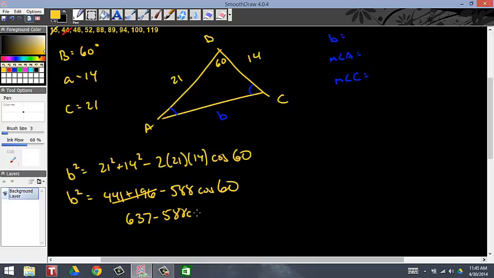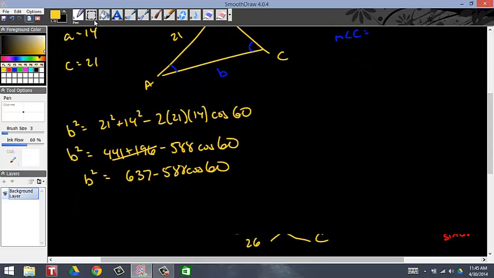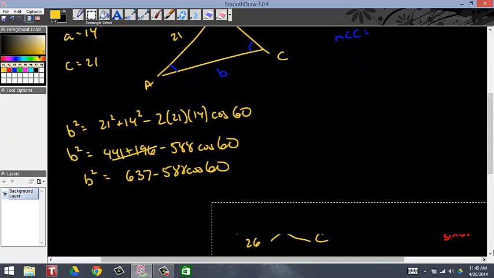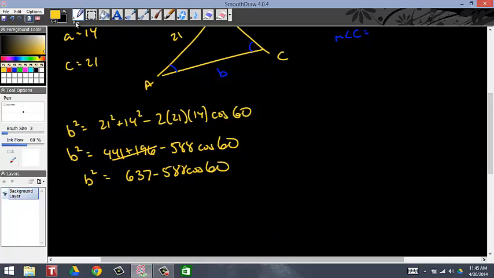Minus 588 cosine 60. What's the biggest mistake that everyone's going to make right now? They're going to subtract 588. Can't do that. You've got to do 588 times cosine 60. So 588 cosine 60. Is that really 294 right off the bat? Oh, I guess it is, yeah. Okay, and then 637 minus answer. Okay, so I got b squared equals 343.